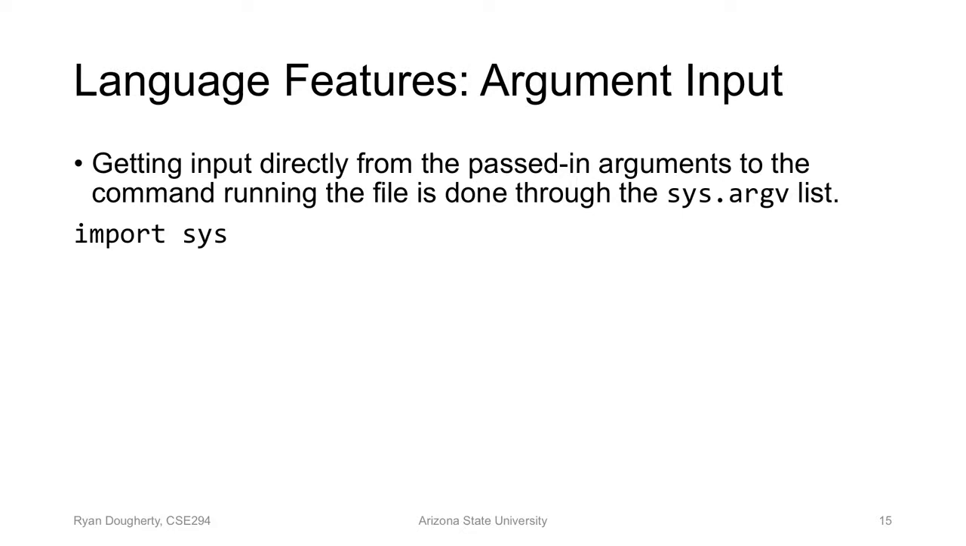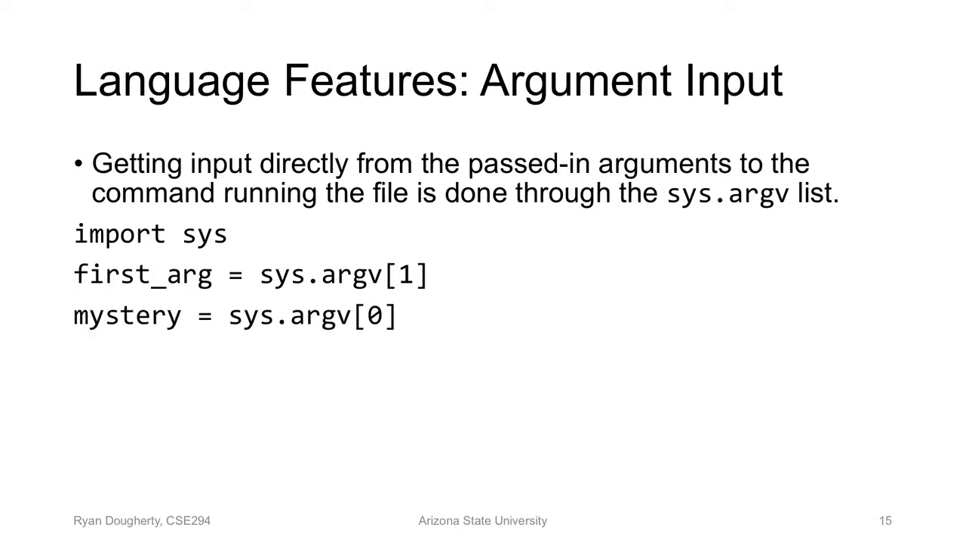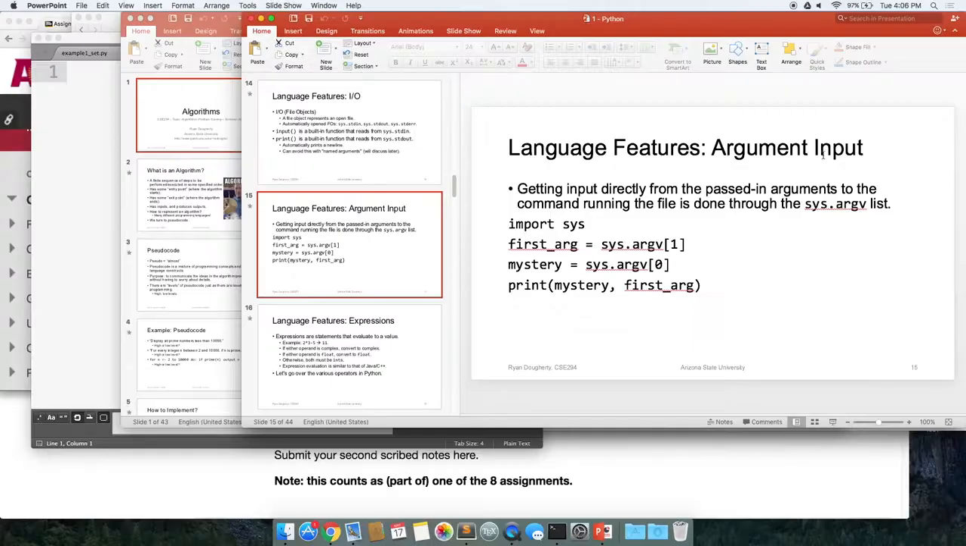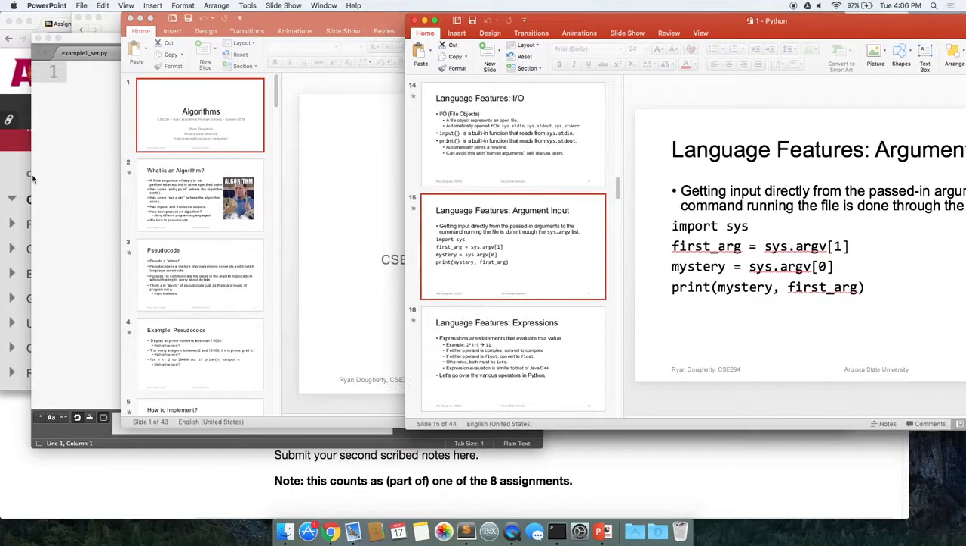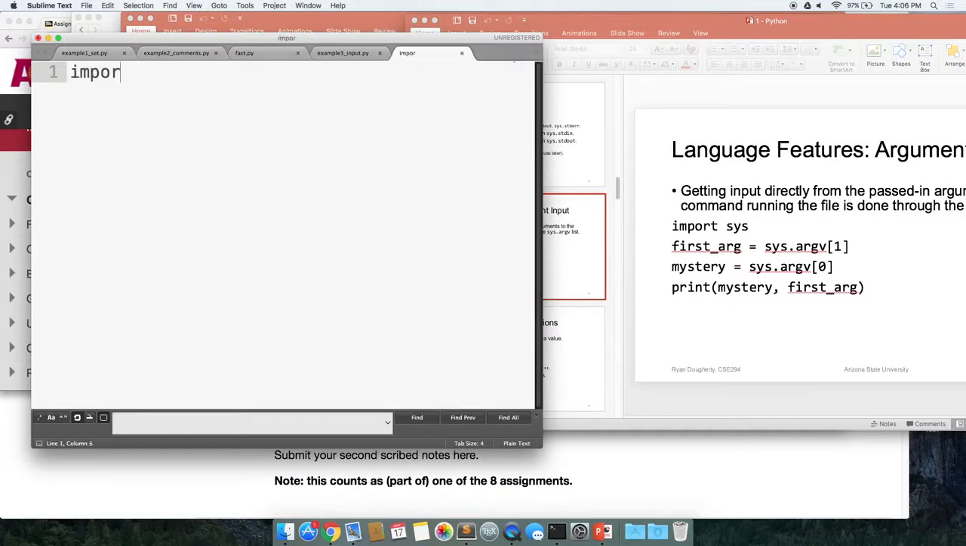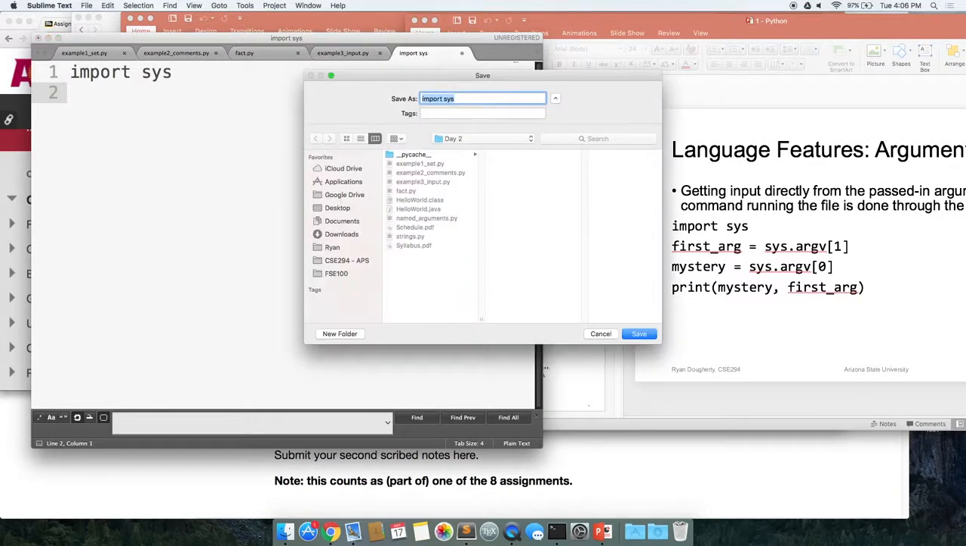So we import the sys module. The first argument is sys.argv[1]. sys.argv is actually a list. It isn't really the first argument since it's indexed at 0, but I just call it first arg. And mystery is the argv of index 0. Then we can print, obviously. Let's actually do this to see what happens. Import sys, and let's call this example4 argv.py.